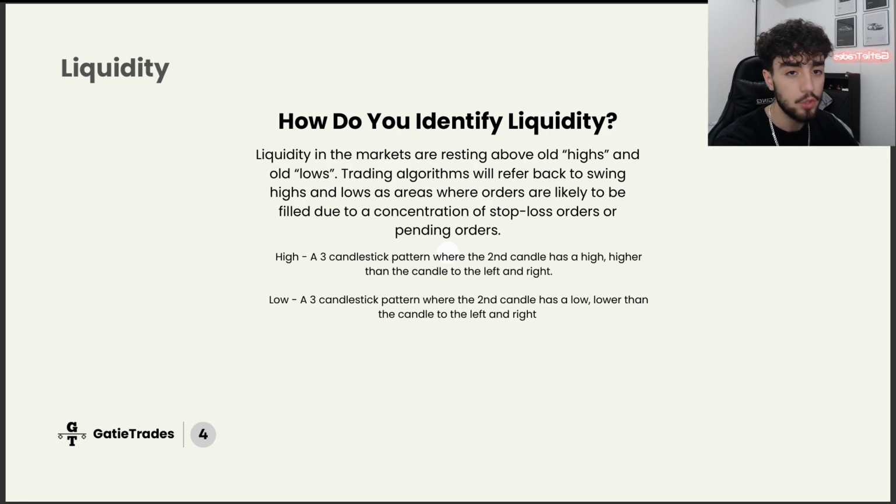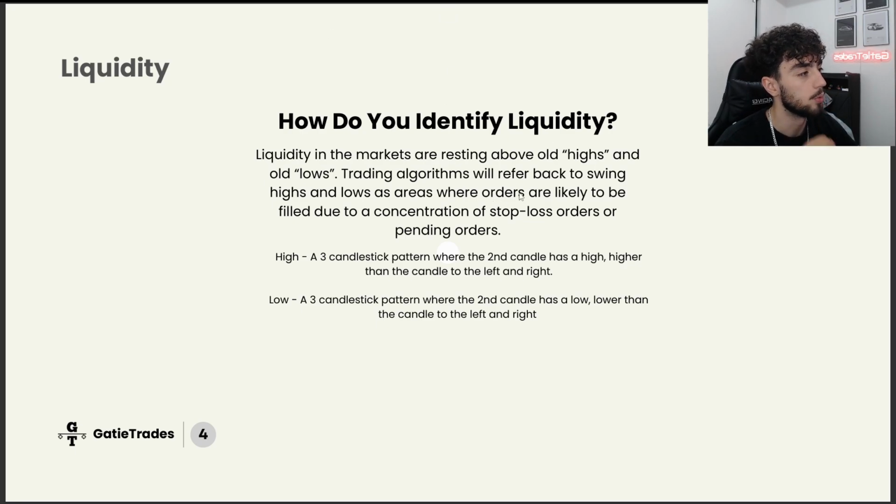So how do you identify liquidity? Liquidity in the markets is resting above old highs and old lows. So any old high or old low that is put into the market has liquidity resting under it. Now, obviously, a higher time frame high or low may be considered a larger liquidity pool. For example, a 1-minute high does not have the same resting liquidity as a daily high or low.